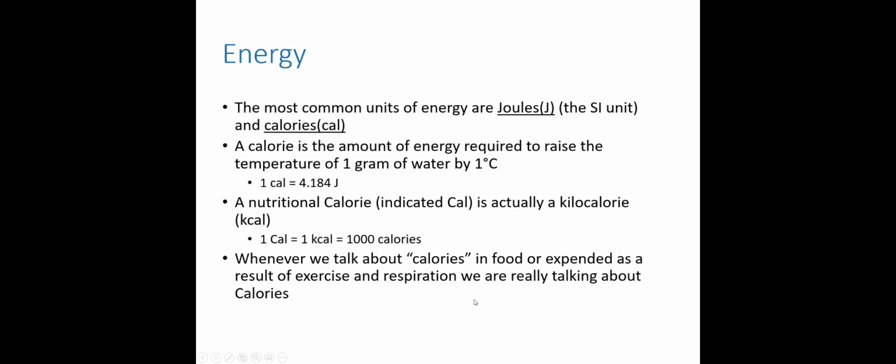Fortunately, when we talk about exercising, the same thing applies. So if you're exercising and it says you've burned 100 calories, you've really burned 100 kilocalories, the big C calories, and 100,000 little calories is what you have burned. So just watch out for the difference between the capital C and the little c.